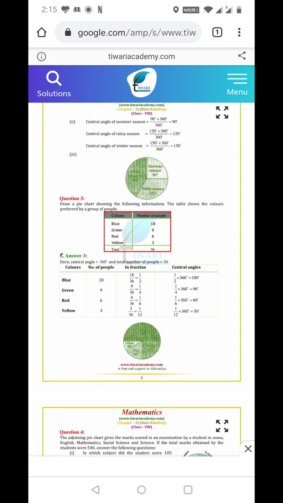In the same way, green turns out to be 90 degrees, red turns out to be 60 degrees, and yellow turns out to be 30 degrees. Now if you add up the central angles we got against the number of people and the color liked by them, you will notice that the sum is equal to 360 degrees. So with the help of this table you can draw a pie chart.